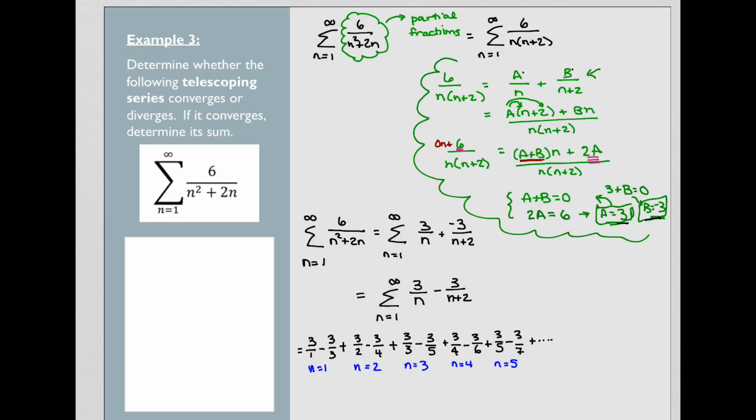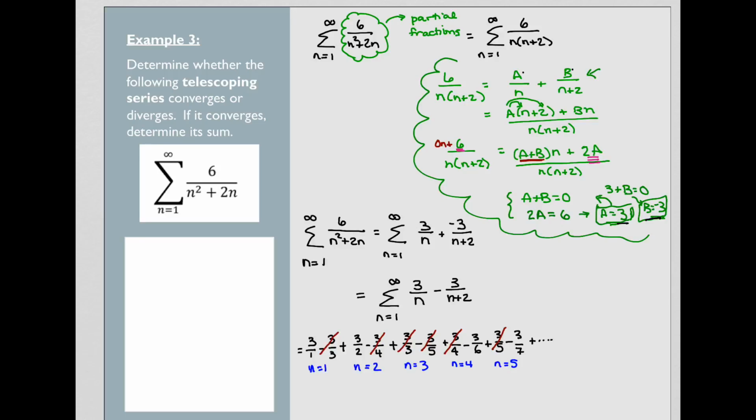Let's take a look at what cancels. So negative 3 over 3 will cancel with 3 over 3. Negative 3 over 4 will cancel with positive 3 over 4. Negative 3 over 5 will cancel with positive 3 over 5.